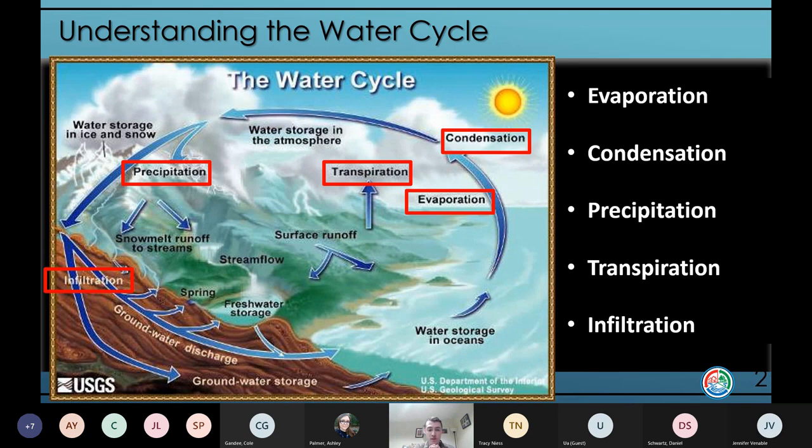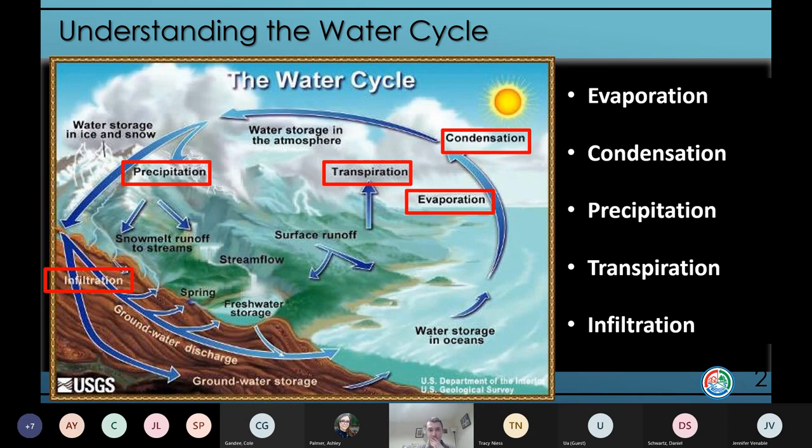And then we have infiltration, which Dan talked a little bit about as well, but that is the process of that water then going through all those little holes that are in the soil down into the ground. So recharging our groundwater, going into groundwater storage, filling our aquifers, things like that. And the water cycle is always moving. It is always going through this circle. So that's also important to know.